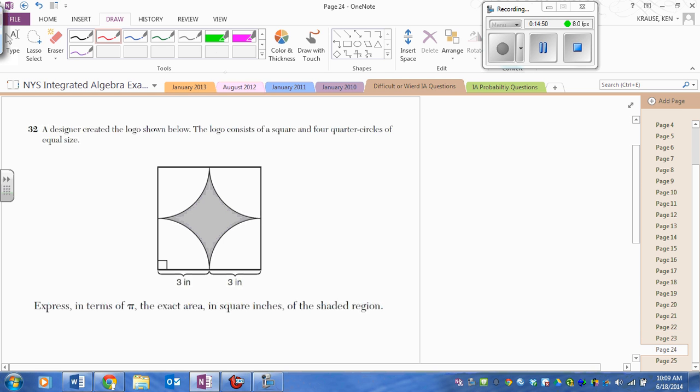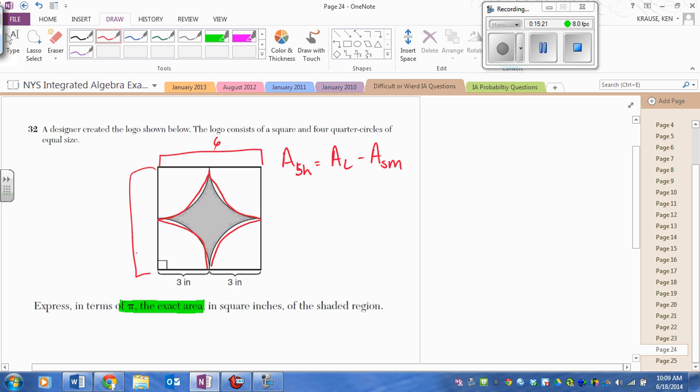Now we're talking about exact area, which means you leave pi in the answer. If you're smart, you'll realize that this is a quarter of a circle, and this is a quarter of a circle, that's a quarter of a circle, that's a quarter of a circle. So the area shaded is equal to the area of the large shape minus the area of the small. The area of the large shape is this square, 6 by 6.